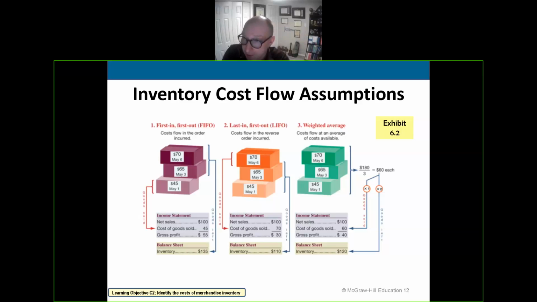The remaining balance, that's why I call it a balance sheet. The remaining balance represents my balance for inventory. The remaining balance would be the May 3rd purchase of $65 and the May 6th purchase of $70. That gives me $135. So 65 plus 70 is $135. So using the first in, first out method, I have a gross profit of $55, sales minus cost of goods sold, and I have an inventory balance of $135.